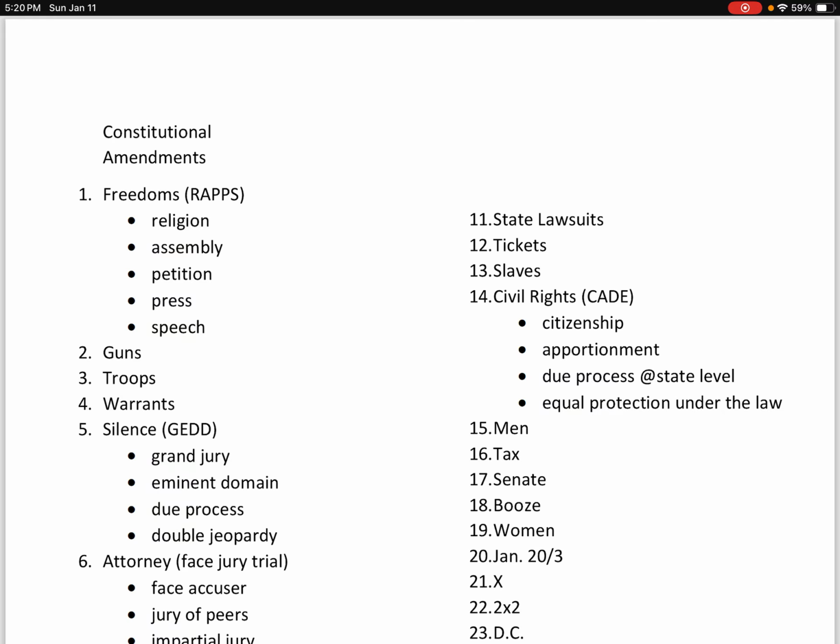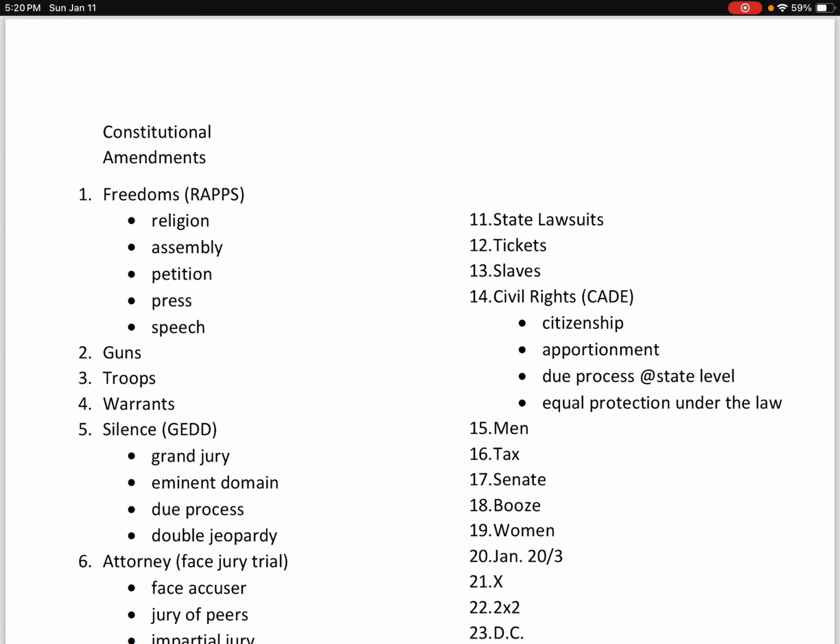Number 5 is silence. The first understanding of this is that you don't have to self-incriminate. We will talk about Miranda versus Arizona, the Miranda rights. But within silence itself, there are a few different sub-points, if you will. Grand jury determines basically if there's enough evidence to even go to a trial. We don't want to waste taxpayers' and people's time, so we need to make sure that there is enough evidence to have a trial.